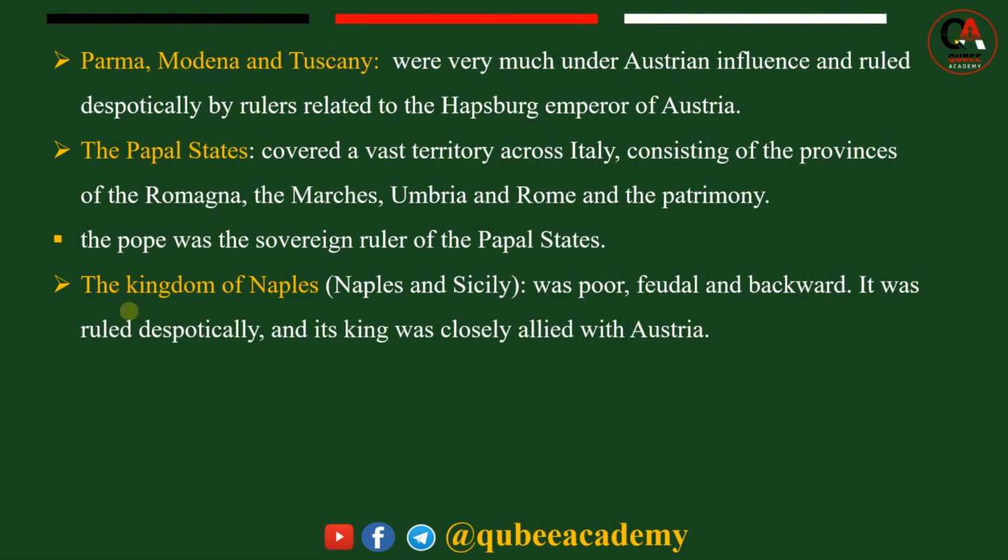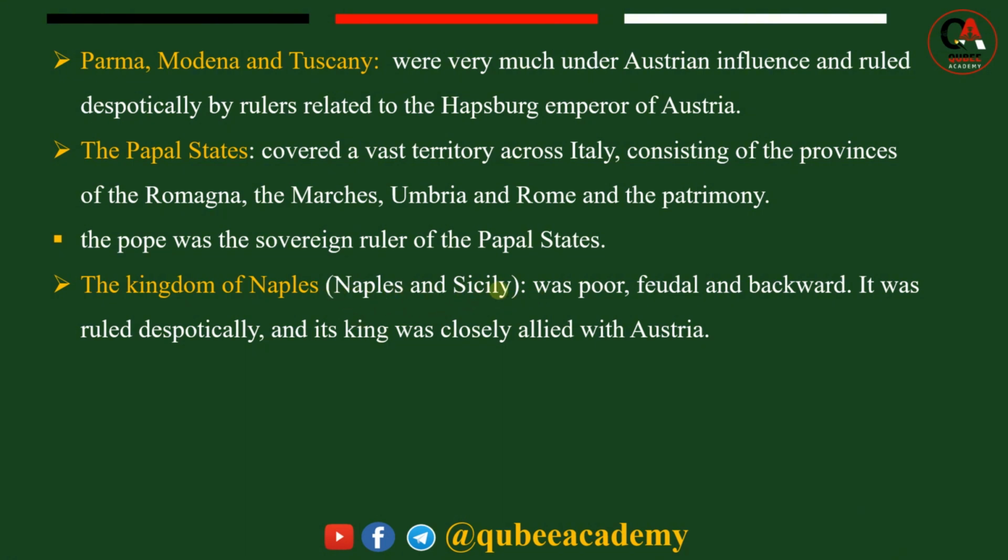Another state was the Kingdom of Naples, also called the Kingdom of Sicily. It includes two important states, known as Naples and Sicily, located in the southern part of Italy.